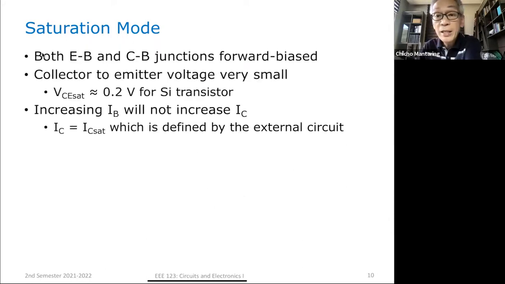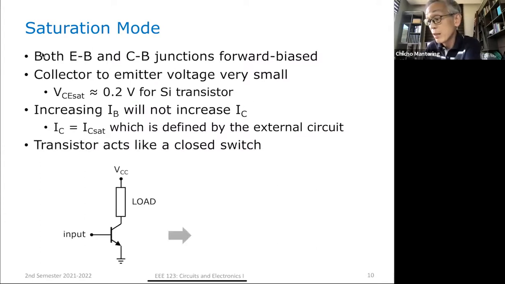In other words, I sub C will stay constant at IC sat, which is now defined by my external circuit. And actually, when you think about the transistor, it looks like a closed switch.